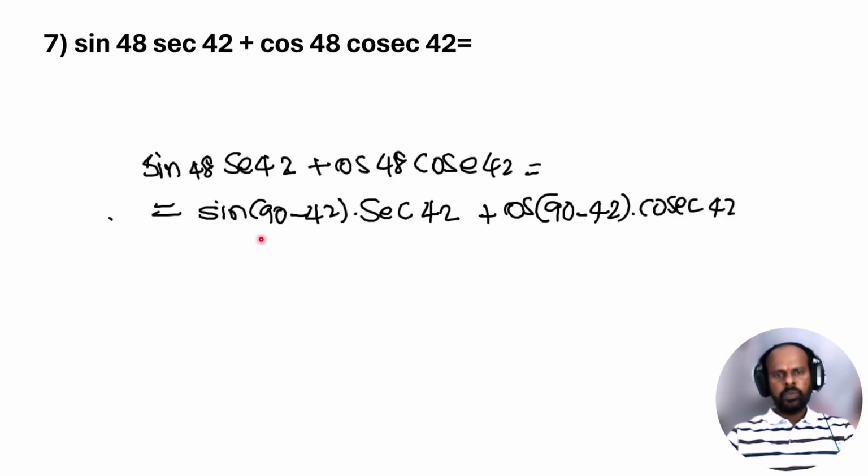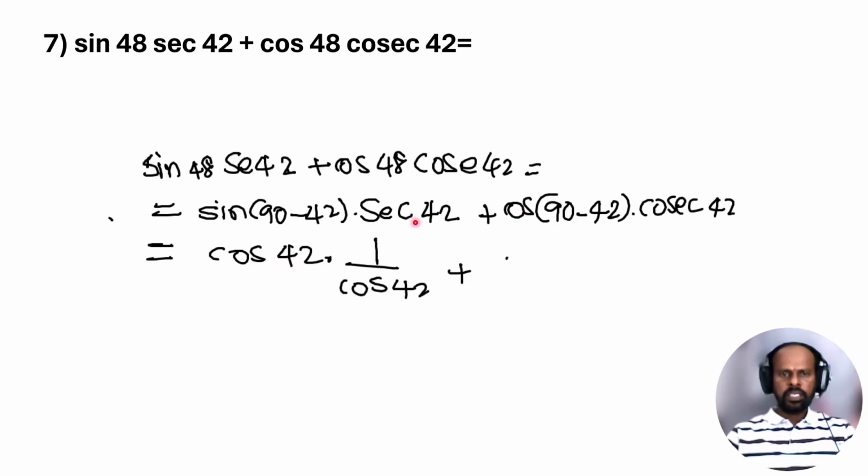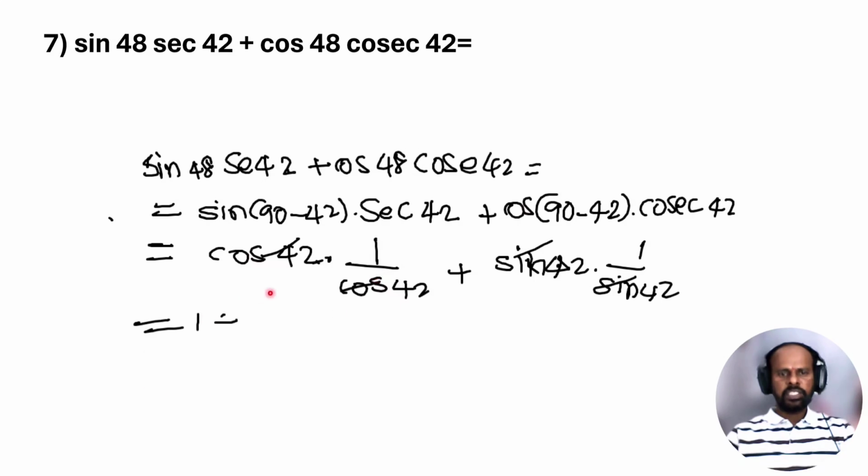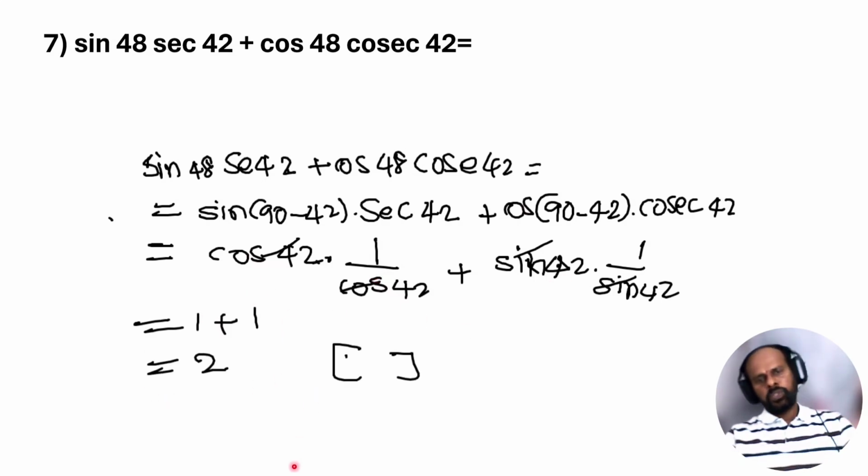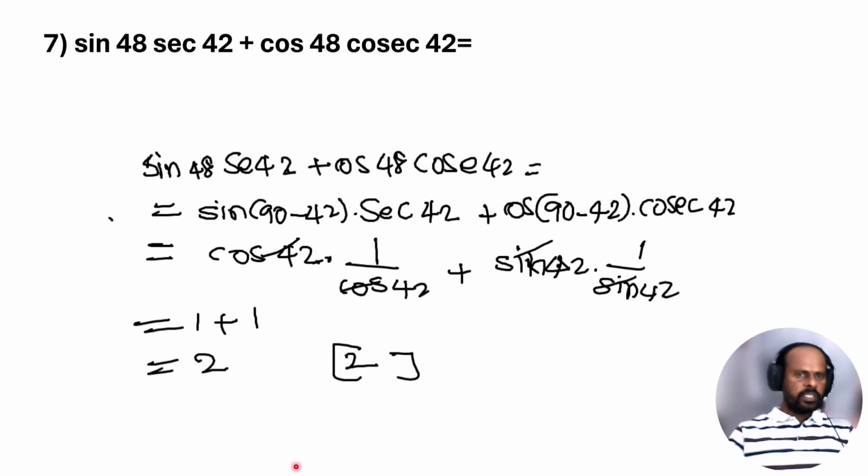And now sin of 90 minus theta can be written as cos theta, theta value 42, and the second term not changing anything, but sec, the reciprocal, is 1 by cos, and cos of 90 minus theta can be written as sin theta, that is sin 42, and cosec, the reciprocal, is 1 by sin 42. So 42 gets cancelled, cos gets cancelled, so here 1 and here 1, plus 1 gives the result 2, so that is option 2.